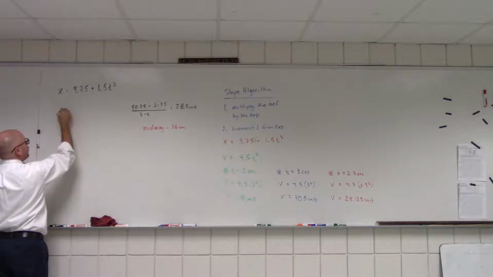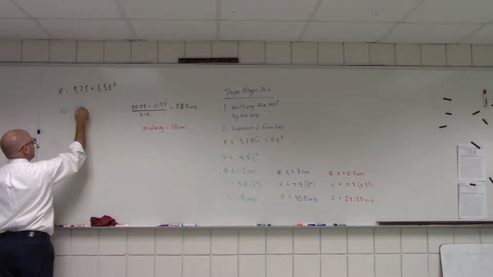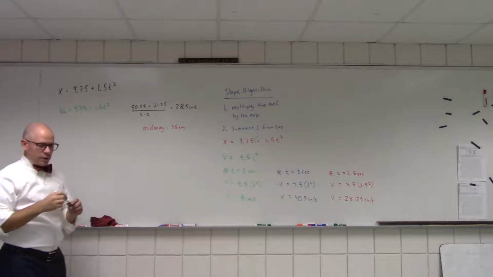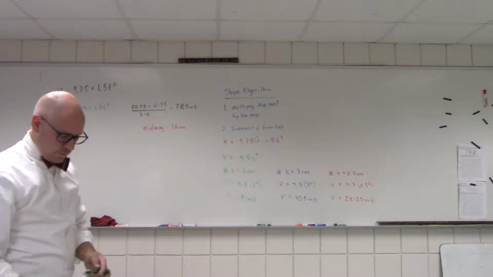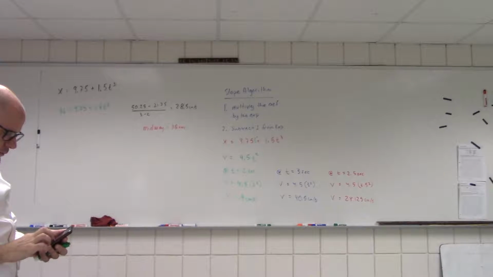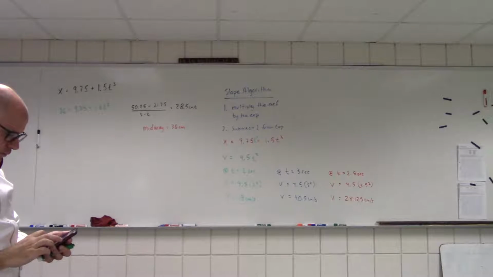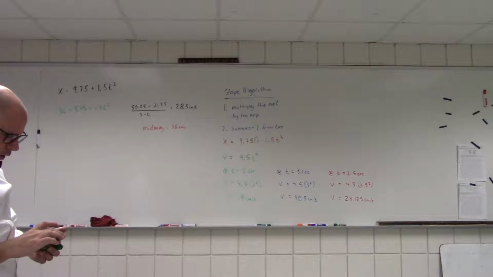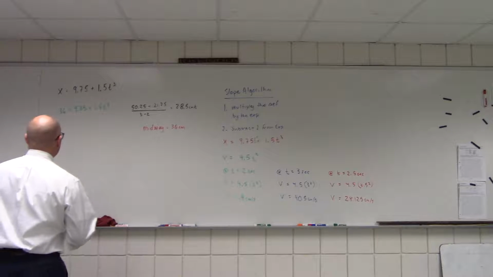If my position was 36, the first thing I have to do is subtract. So 36... So I got 2.6 seconds.